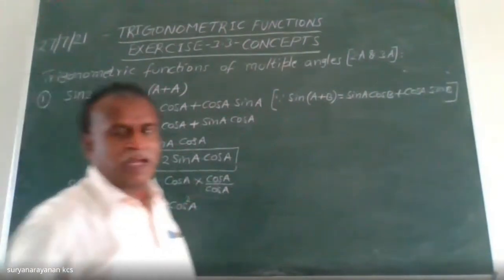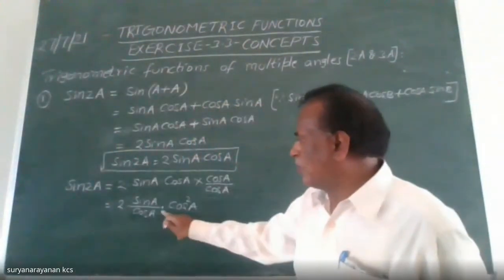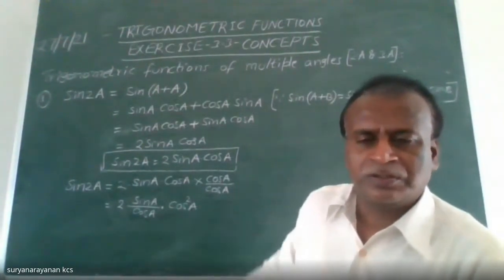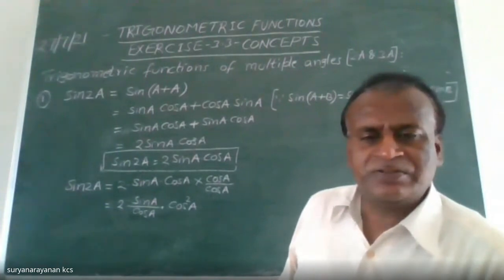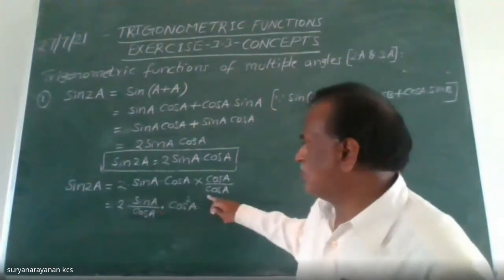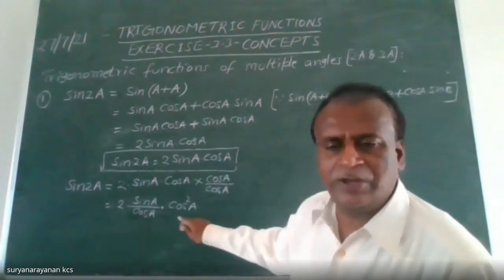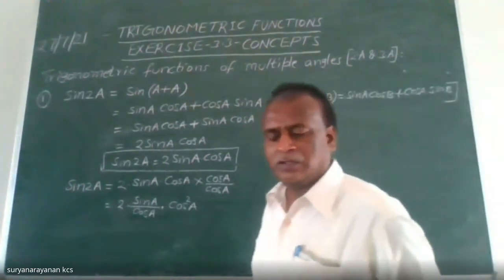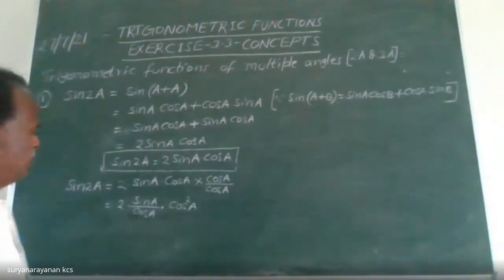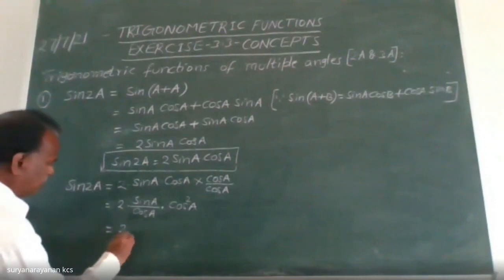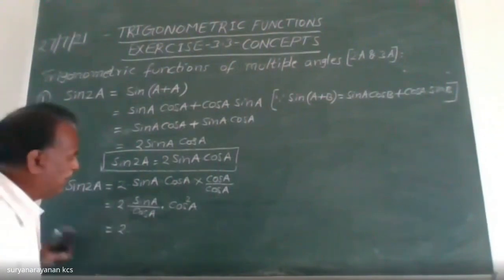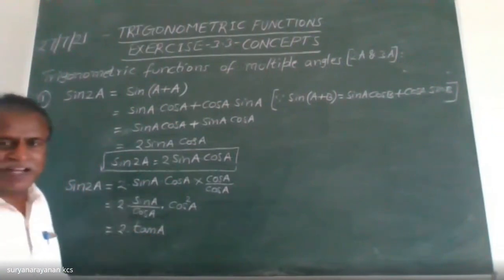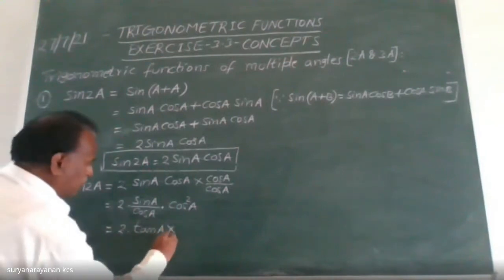Can we write this term as 2 into sin A by cos A into cos square A or not? Yes. So 2 into sin A by cos A. Can we write sin A by cos A as tan A? So it is tan A into cos square A.